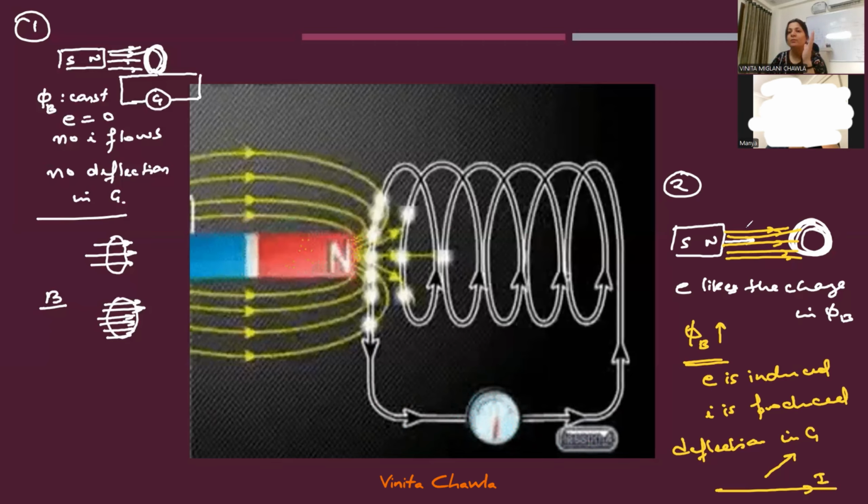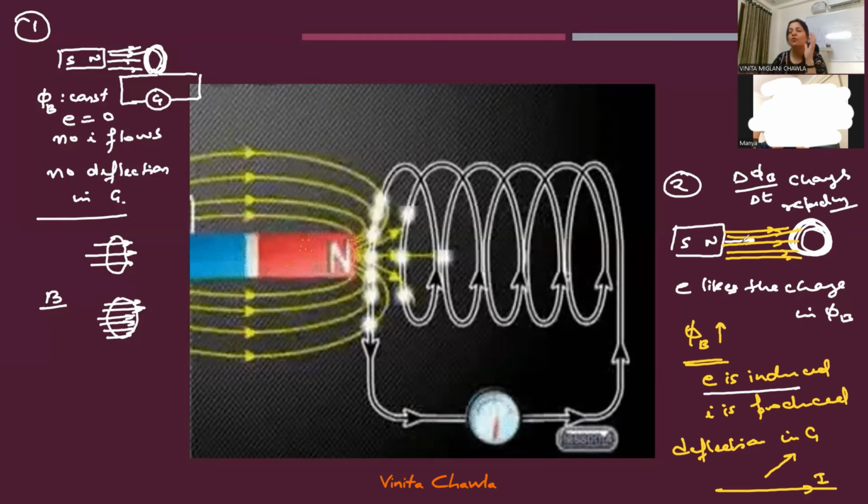So if we move the magnet faster towards the coil, then del phi B by del T, the magnetic flux, changes rapidly, no? So how fast this magnetic flux is changing also tells us about the magnitude of the induced EMF.